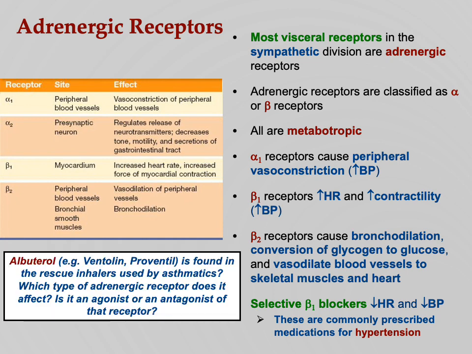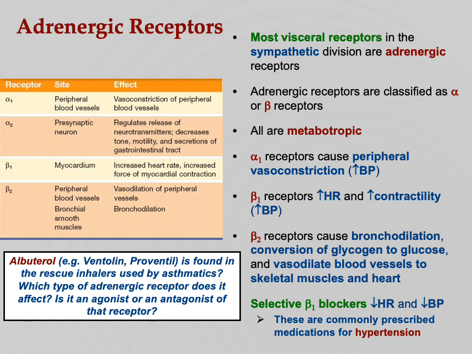So as another example, albuterol, sold as Ventolin and Proventil, is found in the rescue inhalers used by asthmatics. Which type of adrenergic receptor do you suppose it affects, and would it be an agonist or an antagonist of that receptor? So think about that for a minute. Albuterol, which kind of receptor? Yeah, beta 2, because those are in the lungs.